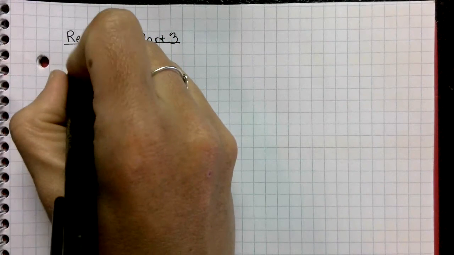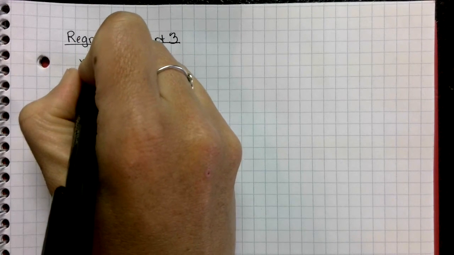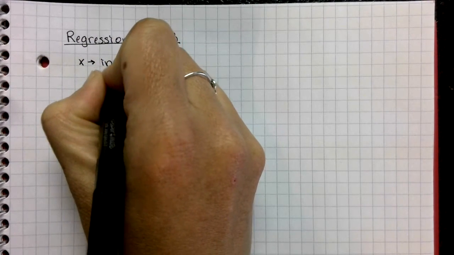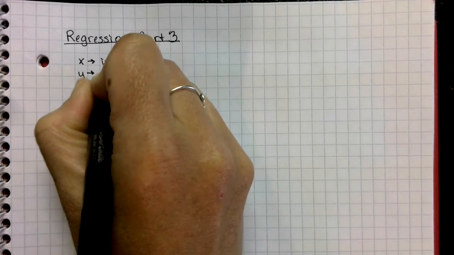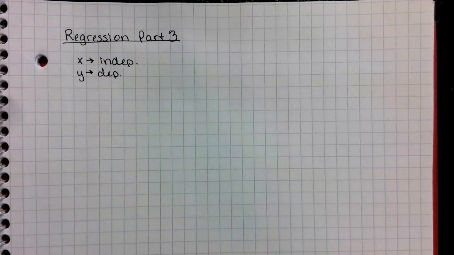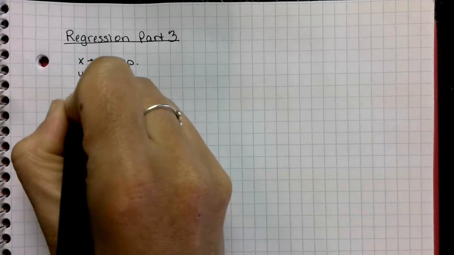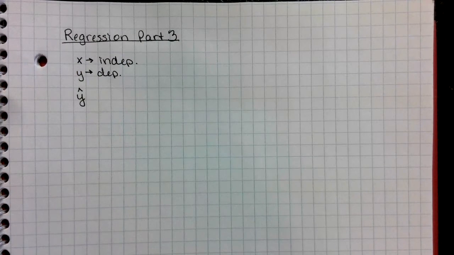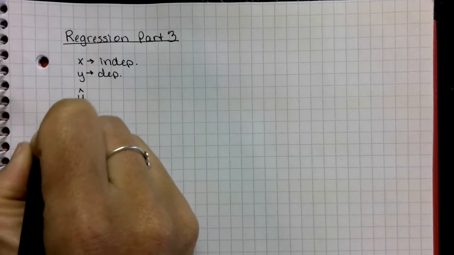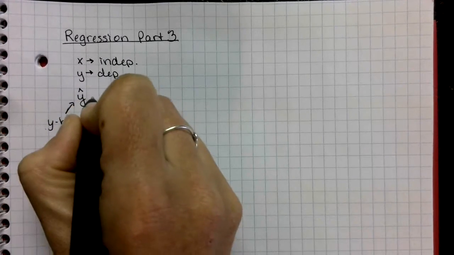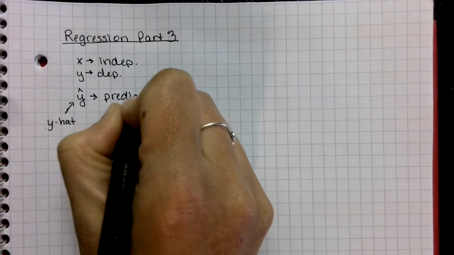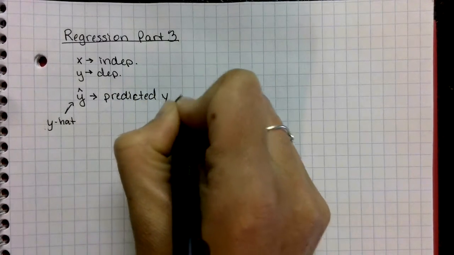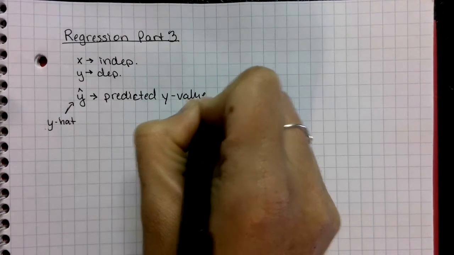So just to recap, one of the things that we have talked about previously is some of our variables. So x is what represents our independent variable. Y is what represents our dependent variable. And now we're adding a new variable called y hat. Okay, so we call this y hat. And y hat represents your predicted y value.